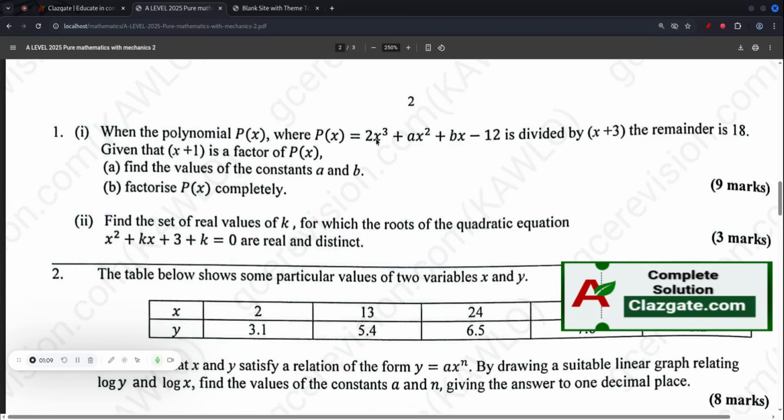where p of x equals 2x cubed plus ax squared plus bx minus 12, is divided by x plus 3, the remainder is 18. Given that x plus 1 is a factor of p, find the values of the constants a and b. Factorize p of x completely. So we're going to find the values of the constants a and b.